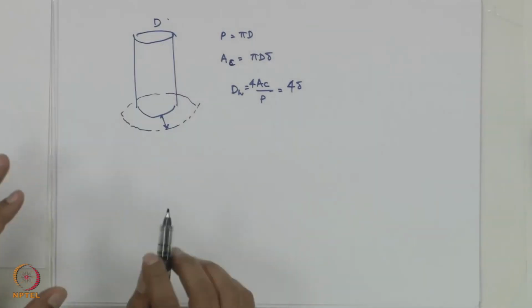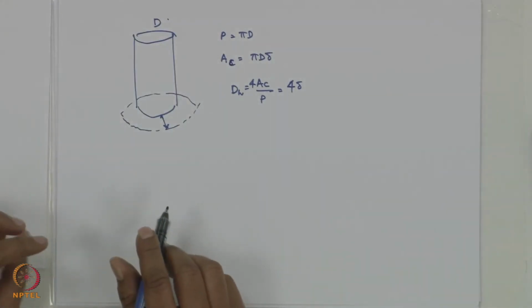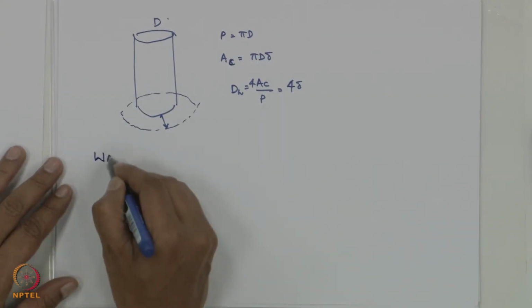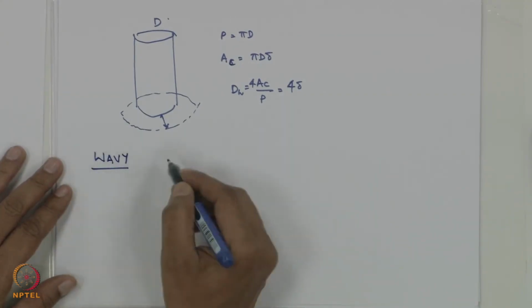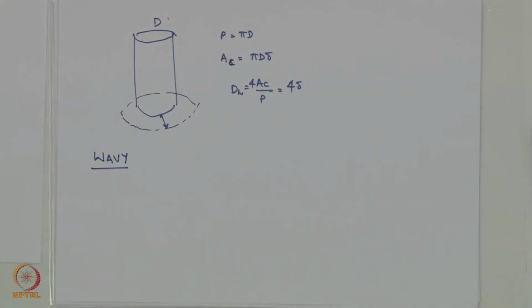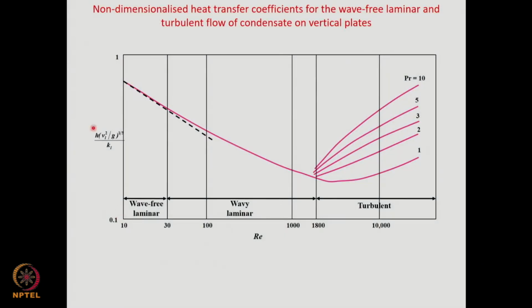So that is how you can calculate the hydraulic diameter. Now whatever we derived so far was only for laminar flow, but if I were to take wavy flow, the laminar flow, that is, if you just see this slide, in this slide you have h times nu L squared by g to the power of 1 by 3 upon K L, and this is the Reynolds number.